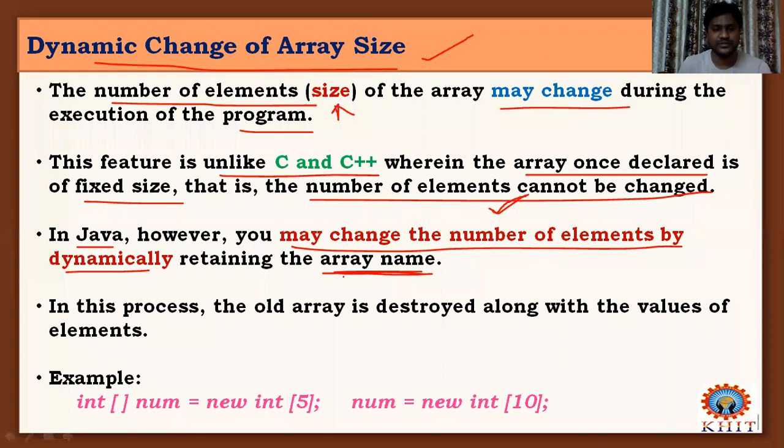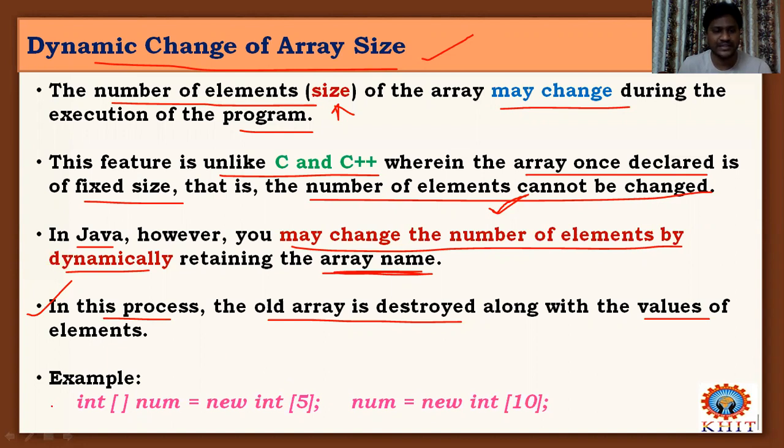We can change the number of elements of an array dynamically. In this process, this is very important. Concentrate here. The old array is destroyed along with the values of its elements. The array is completely destroyed, with whatever elements were stored in that memory completely deallocated. A new size array is declared with the same name, and all elements are initialized to 0, as is the normal process done automatically by the compiler when we create new memory for an element.